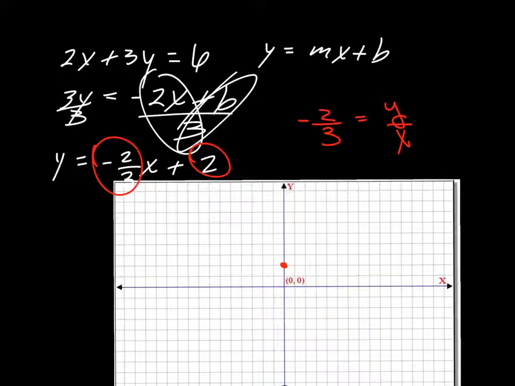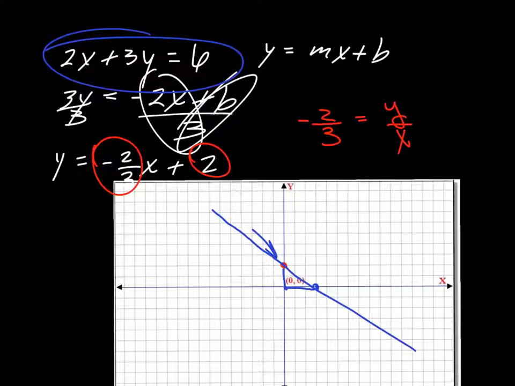So that means we go up or down 2 from the slope, or from the y-intercept. Because it's a negative, we go down 2, we end up there, and then the 3 says we go over positive 3. And then we connect our dots, and there's our line, or our graph of this equation right there, and that's all there is to that.